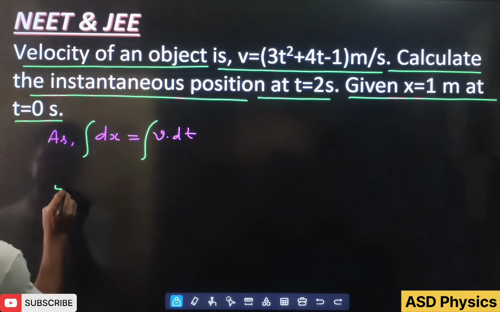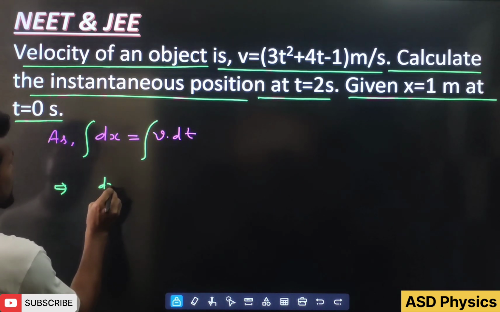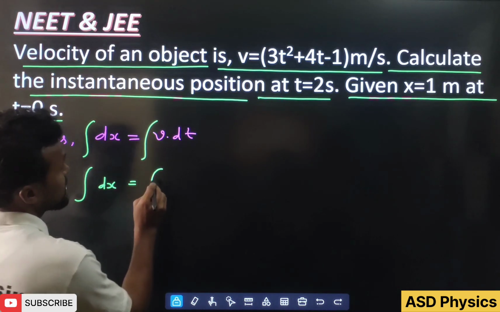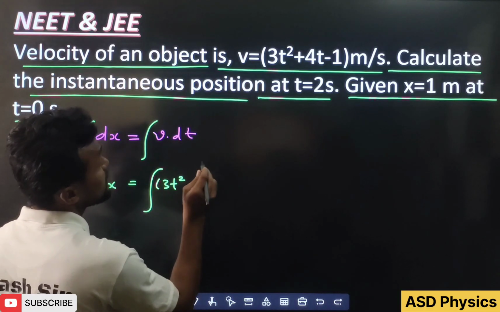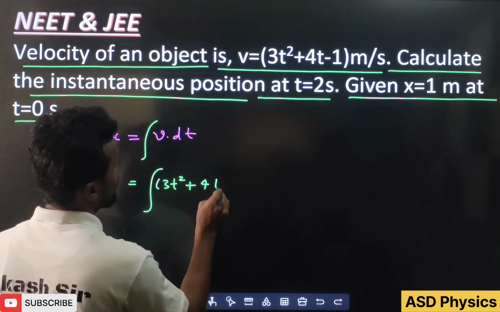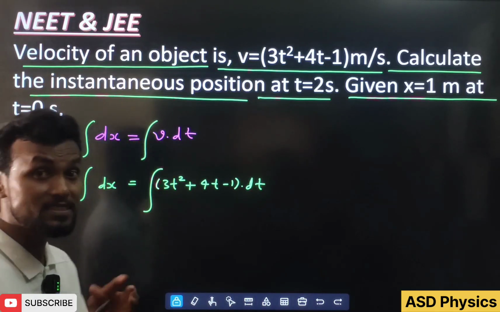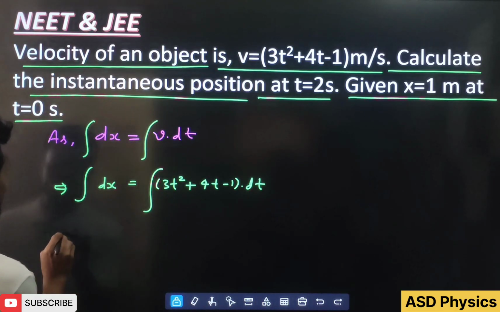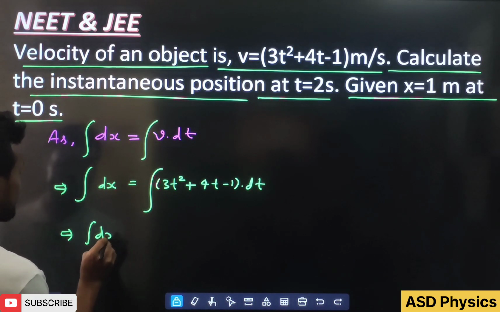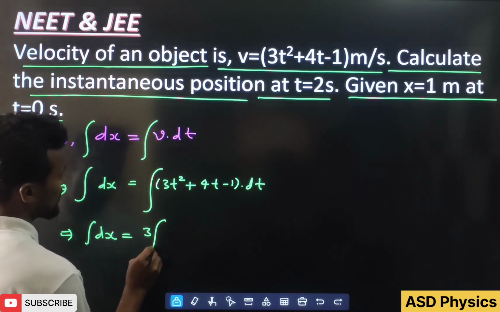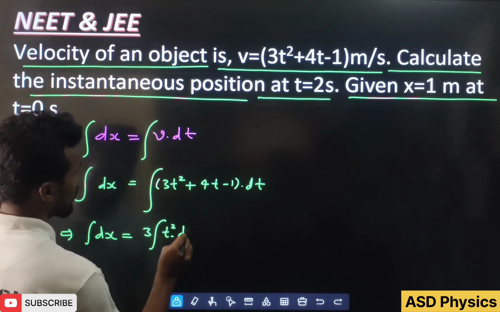Now the next steps here, please. This is the dx integration. What is the V value given here? Kindly put the value here: 3t square plus 4t minus 1 into dt. First I will simplify this, then I will put the limits. Now students, what will this become? Integration of dx is equal to, again separate it. So 3 will come outside and it will become t square into dt.